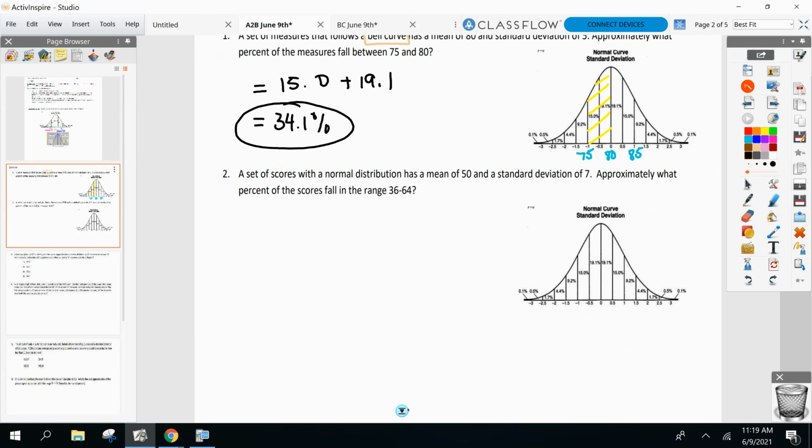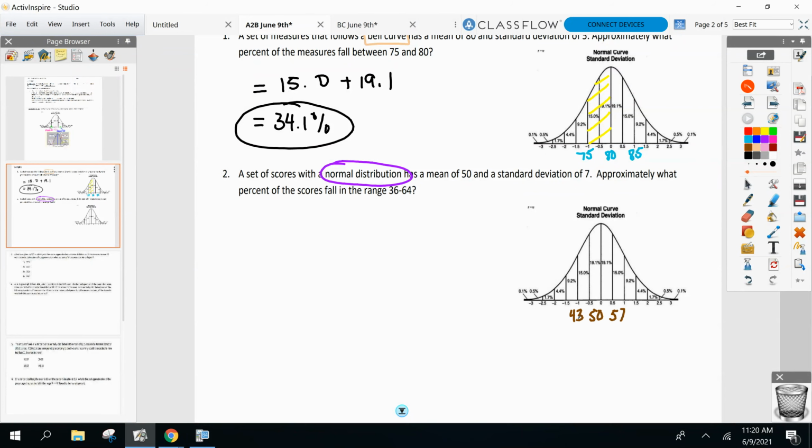A set of scores with, okay, here's the next term you're going to see: normal distribution. Circle it, box it in. That term also means use the curve. Normal distribution, use the curve. All right, let's keep reading. Has a mean of 50, standard deviation of 7. So what's my score one above then? 57, yep. And my score at one below?